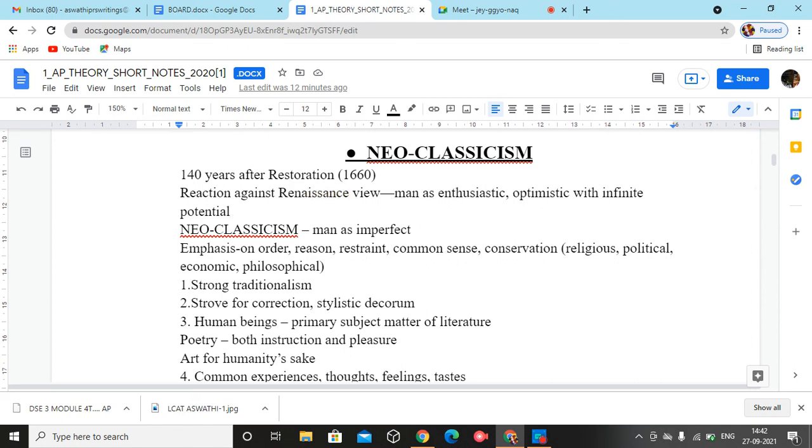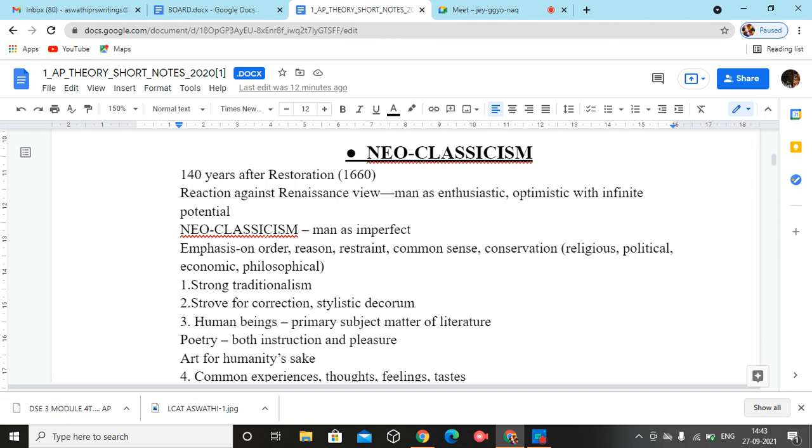Okay, so the Renaissance view: man as enthusiastic, optimistic, and with infinite potential. But Neoclassicism wants to come with a kind of change again. So Neoclassicism says that man is imperfect. They are not that perfect. They are not infinite. They are not endowed with infinite potential or anything. Be limited. Your freedom of expression, nothing can be taken for granted or allowed without any restraints.